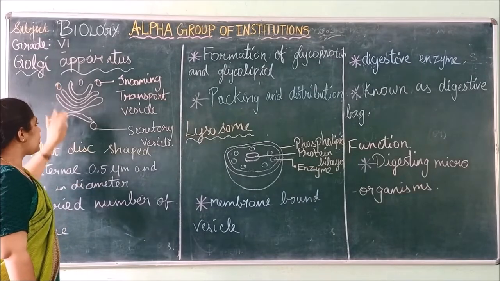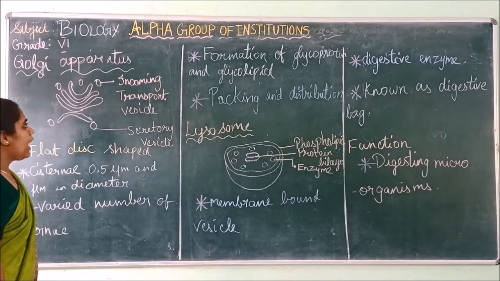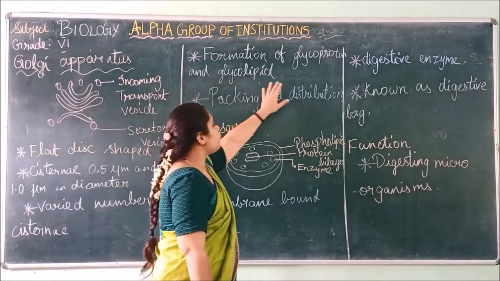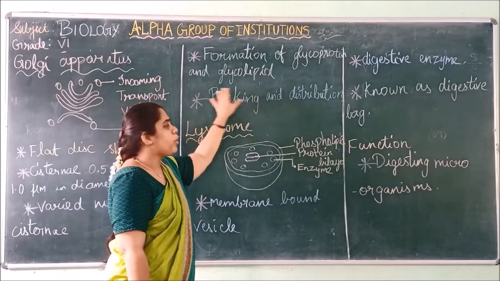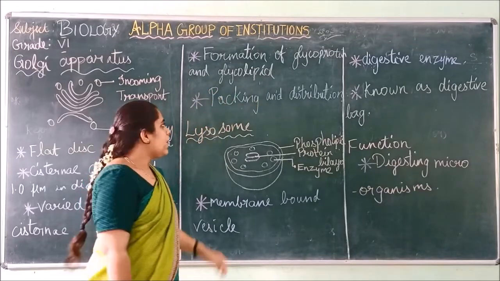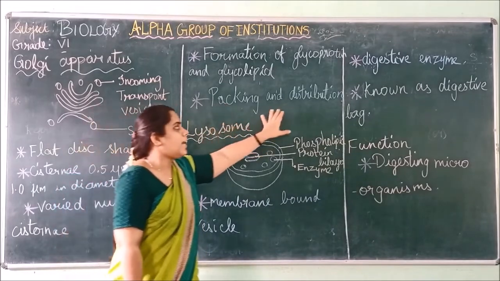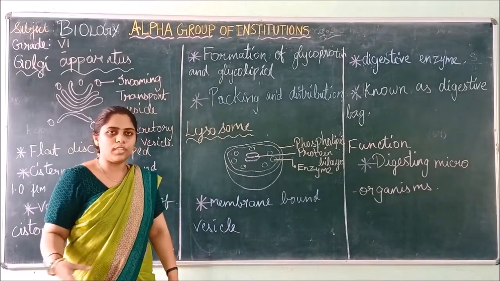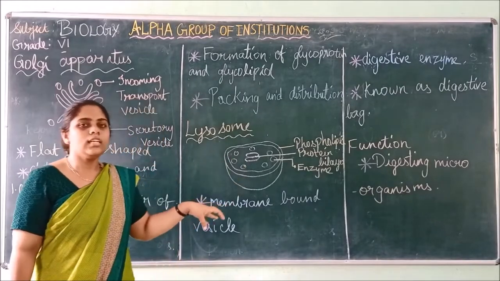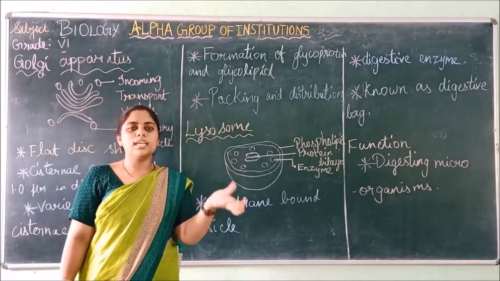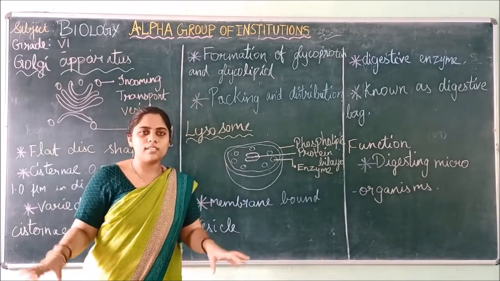This is the cis phase and this is the trans phase, the two phases of the Golgi apparatus, and it helps in the formation of glycoprotein and glycolipid. And like I already told you, it helps in packing the elements and distributing them to other parts of the body. For example, take ATP, the energy molecule. It will come from the mitochondria to the Golgi apparatus, and be transported as a vesicle to the parts that need energy.